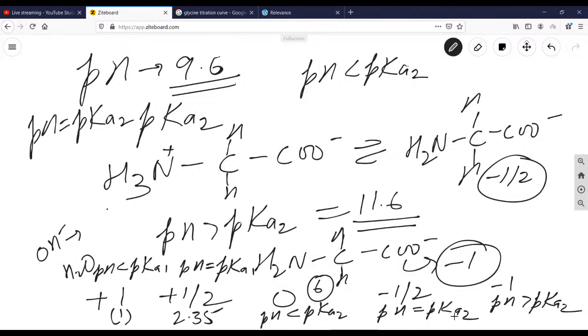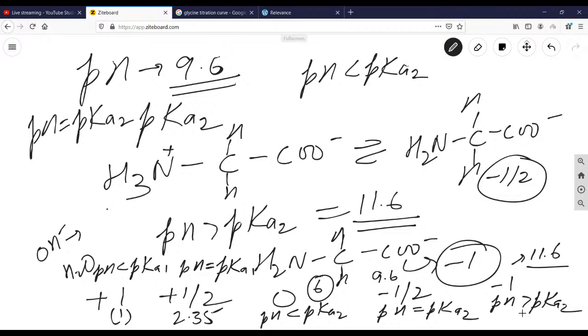So this is your pH equal to pKa2, how much? 9.6. This is pH greater than pKa2. This is, I am taking it as 11.6. So if you know this table, pH, pKa, any question from NEET examination, you can solve just like this. It will be in your fingertips.